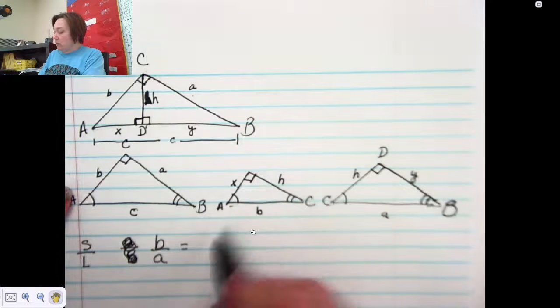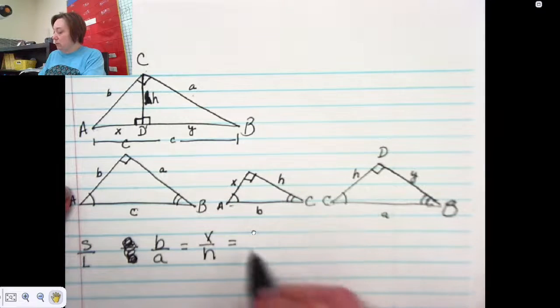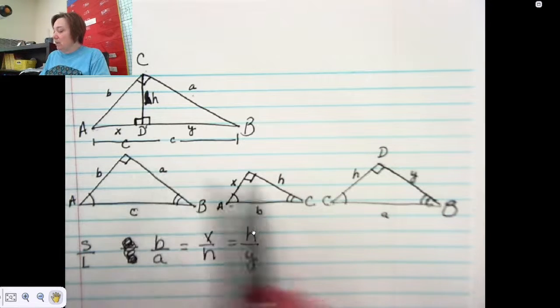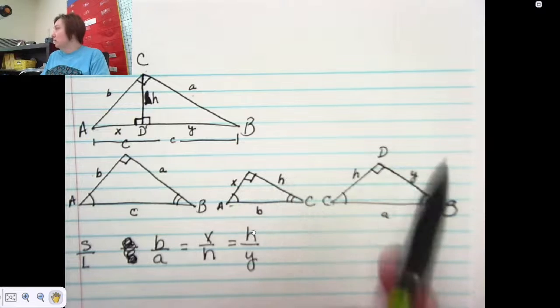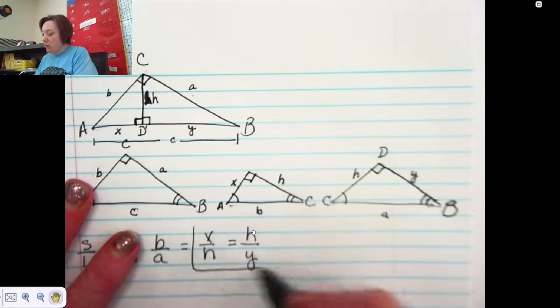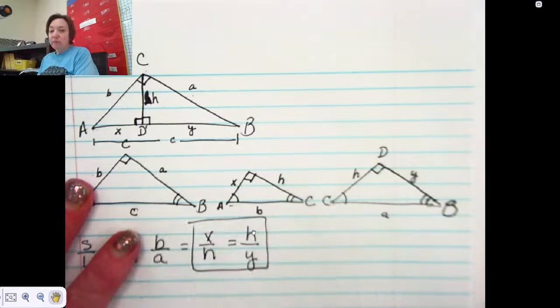is going to be equal to X over H, which is going to be equal to H over Y. Those three ratios would all be the same because we're doing short side to long side, short side to long side, short side to long side. Right? Those all have to be equal. Y'all with me? Now, I want to look at just this part of it for just a minute.